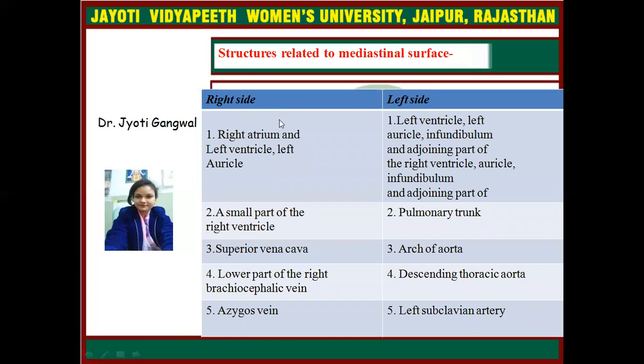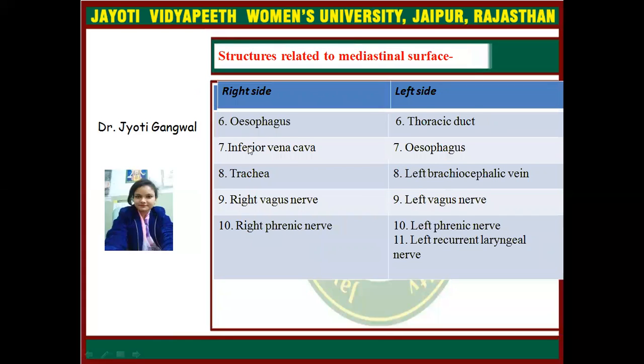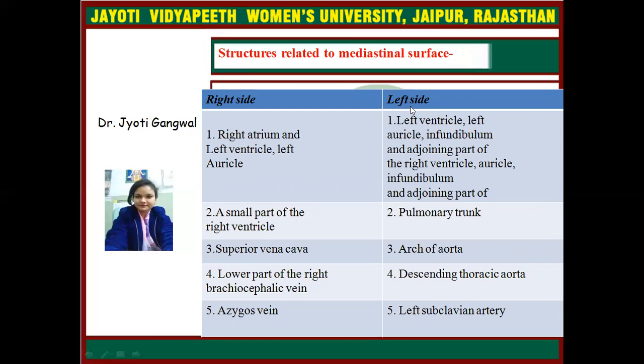On the right side, we can see the right atrium and left ventricle and left auricle. And on the left side, you will see the left ventricle, left auricle, infundibulum, and adjoining part of the right ventricle. On the right side, we will see a small part of the right ventricle, and on the left side, we will see the pulmonary trunk.